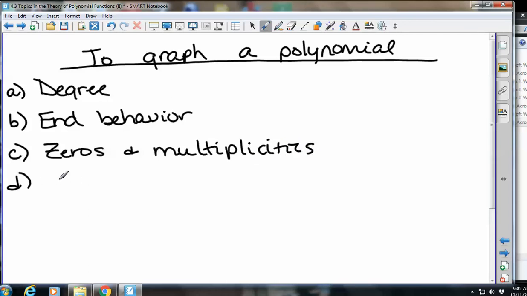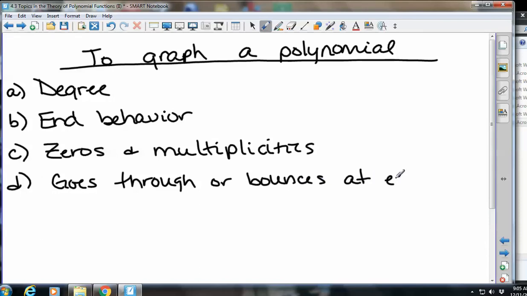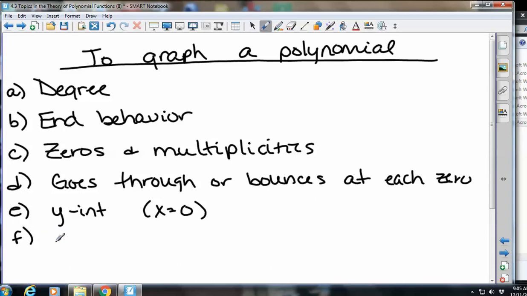Next, we will decide if the graph goes through or bounces at each zero. Next, I'll ask for a y-intercept. Remember to find a y-intercept, that's just when x equals 0. And once we have all these pieces, we will draw a graph.